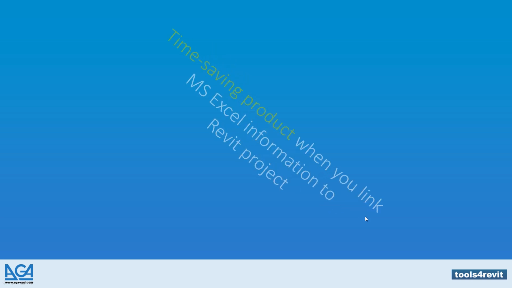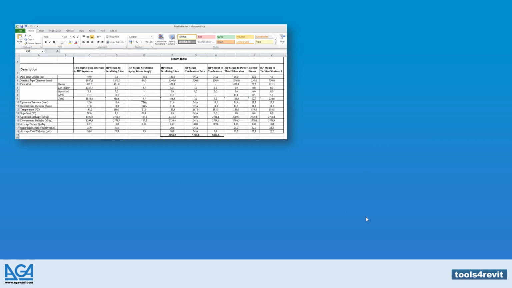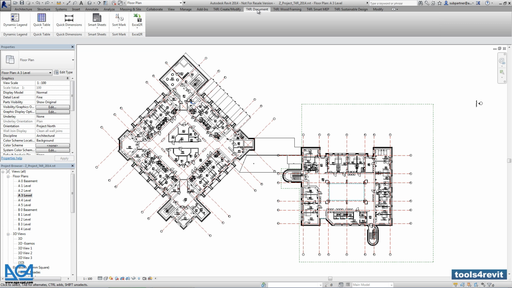So it's a time saving product when you want to link Excel information to a Revit project. So let's say here if we have an Excel file, we can link that information into the current Revit project. Let's take a look and let's go into Excel2R Revit.